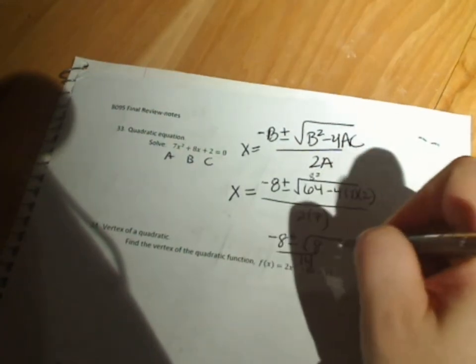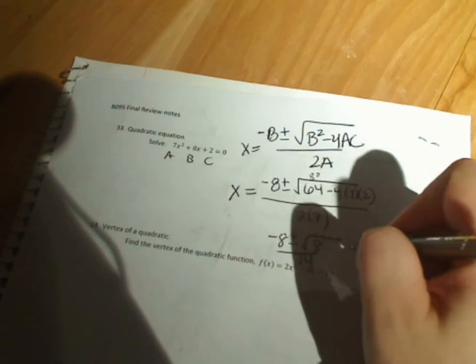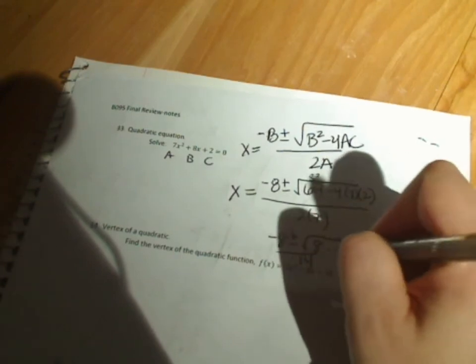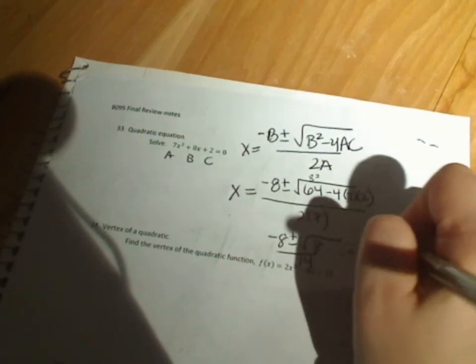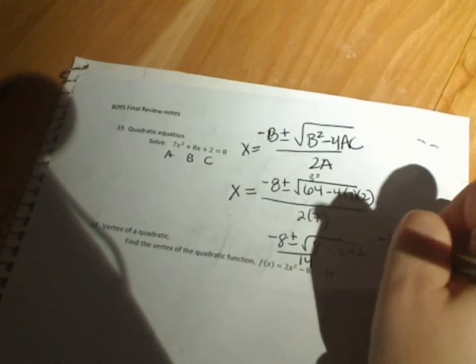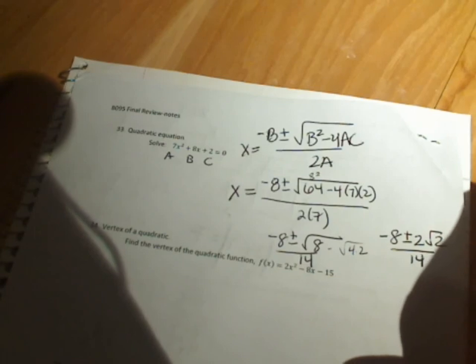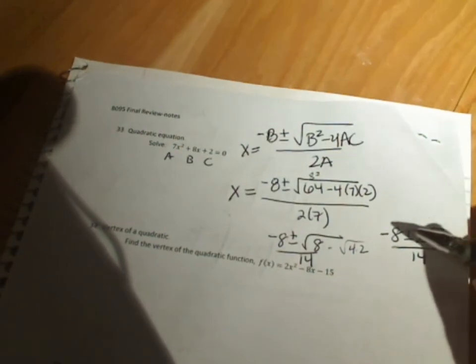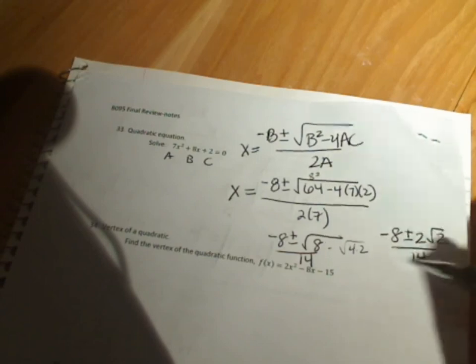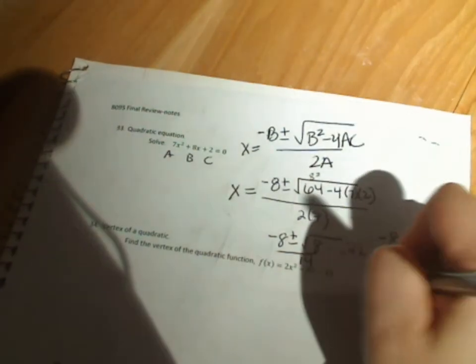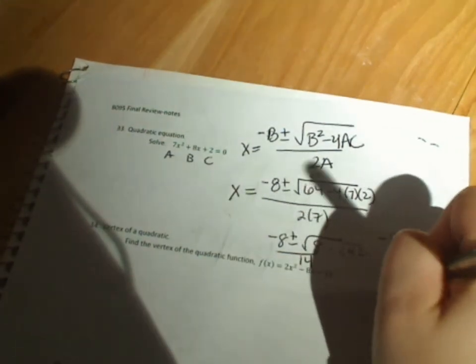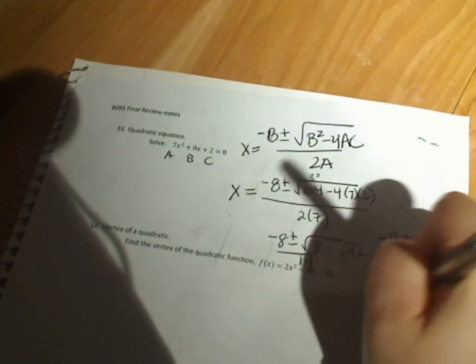Now the square root of 8 should be able to simplify to 4 times 2. So you have negative 8 plus or minus 2 root 2 over 14. Now the only thing left that you really can do is break each one down. Each one is divisible by 2. I only worry about the outsides, not the root. So negative 4 plus or minus 1 root 2 over 7.